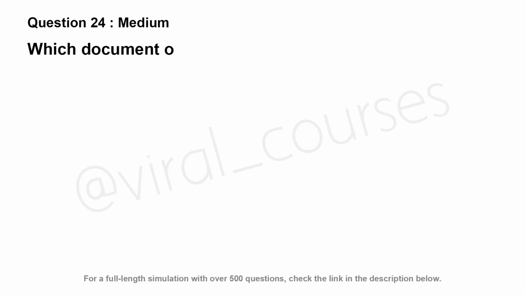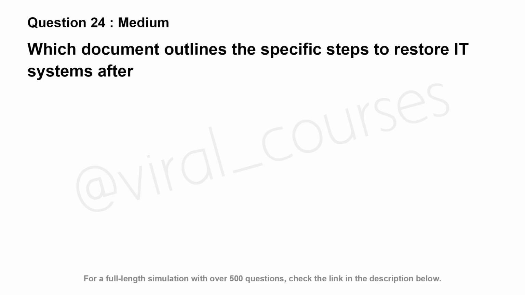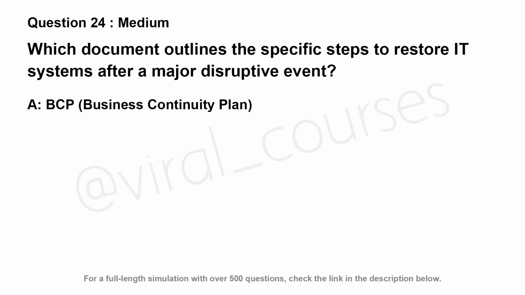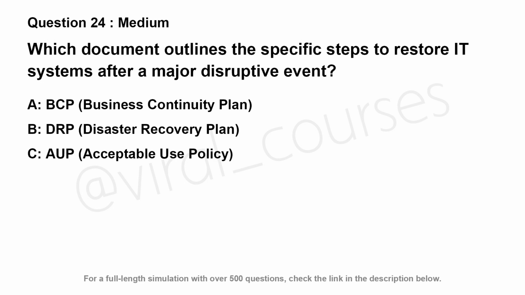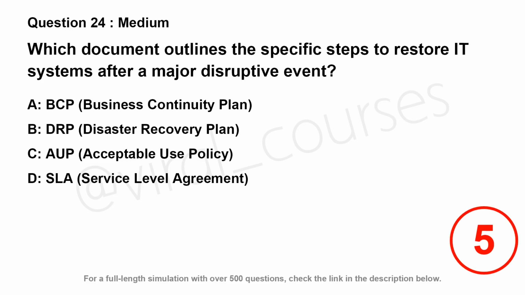Which document outlines the specific steps to restore IT systems after a major disruptive event? Option A. BCP, Business Continuity Plan. Option B. DRP, Disaster Recovery Plan. Option C. AUP, Acceptable Use Policy. Option D. SLA, Service Level Agreement.